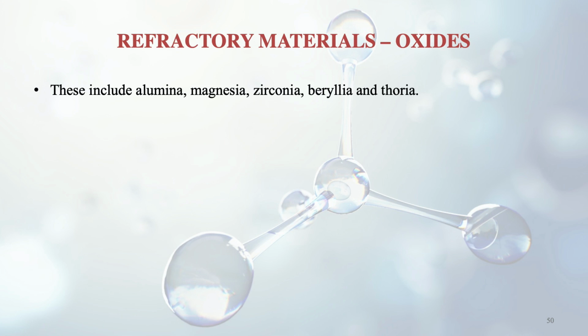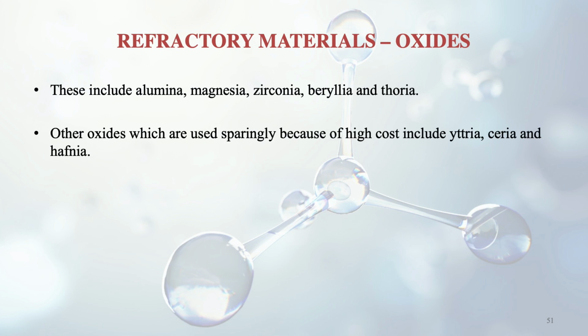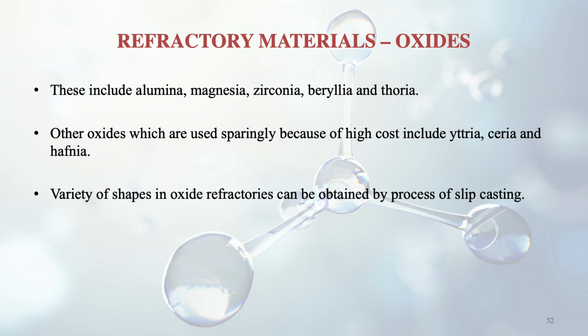There are certain oxides, and these include alumina, the aluminium based one, magnesia, the magnesium based one, zirconia, beryllia and thoria. Other oxides are also there, but they are very sparingly used because of high cost, like yttria, ceria and hafnia. A variety of shapes in oxide refractories can be obtained by the process of slip casting. So the slip casting process is applied to get different shapes of oxide materials which are used for refractories.